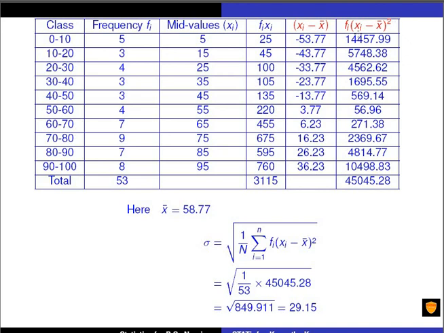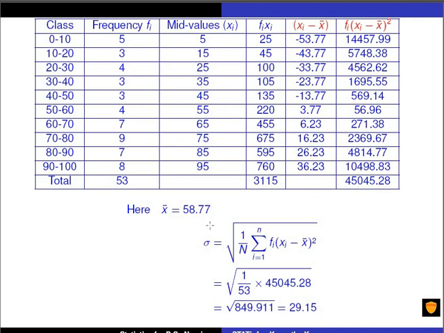Okay, so f_i into (x_i minus x bar), this is our f_i, and then f_i into (x_i minus x bar) squared, where x bar is 53.77. We multiply this and we get the value 14457.99. Like that, we calculate for all the class intervals. After getting the values for all the class intervals, we sum them all, and we get this one.